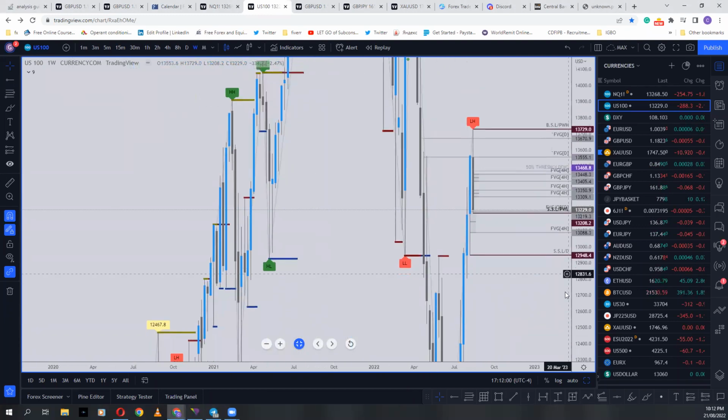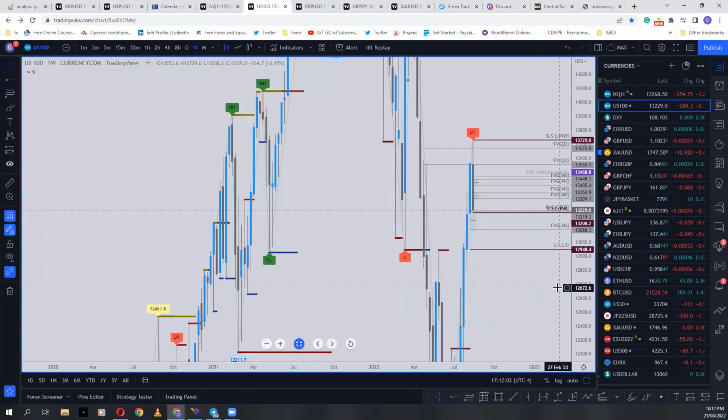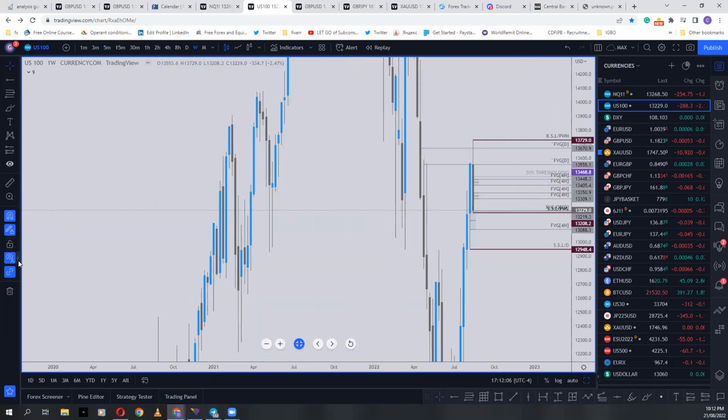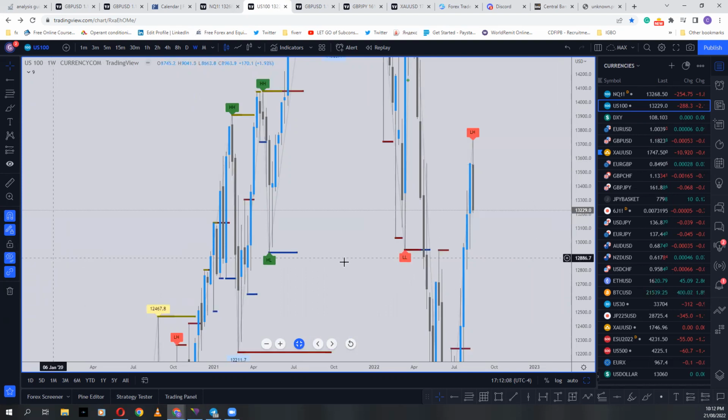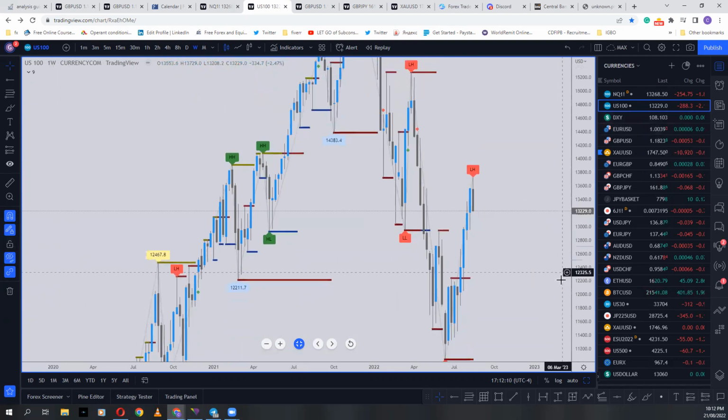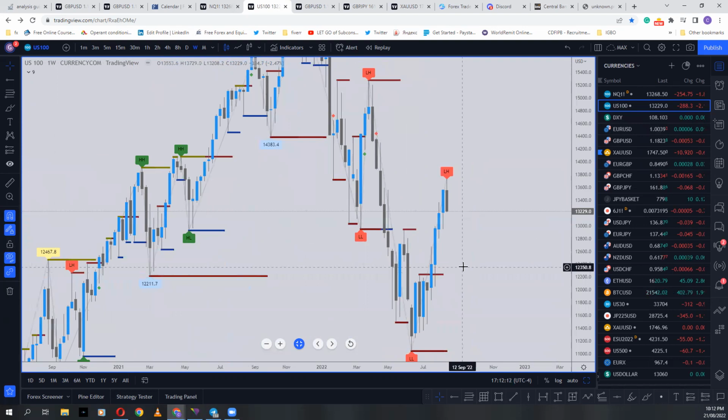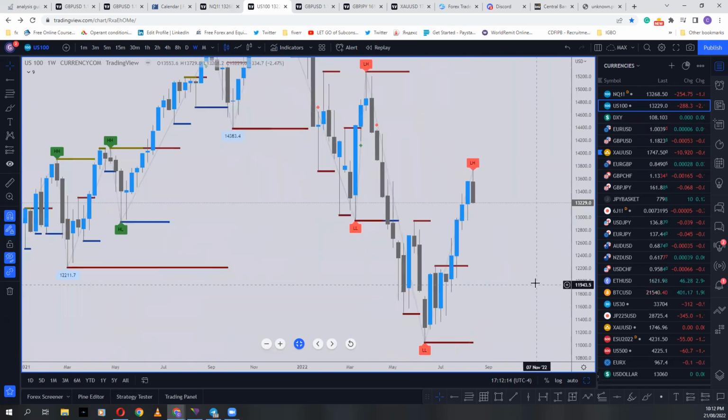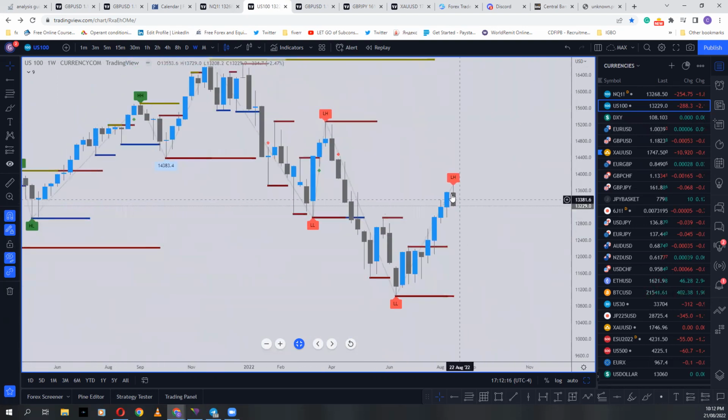So this is the previous week. This is a bearish close on the weekly. But long term, this pair is bullish on the weekly.